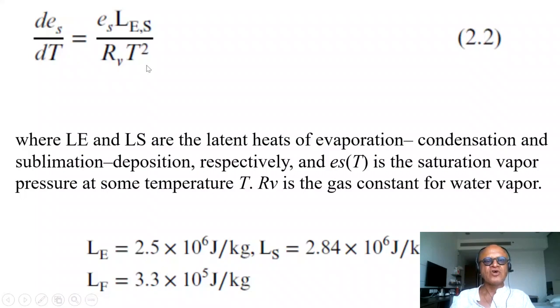So these numbers of the exchanges for evaporation, condensation, and sublimation, deposition are here 2.5 times 10 to the 6 joules per kilogram and 2.84 times 10 to the 6 joules per kilogram. And the latent heat of freezing, or going from water to ice, is 3.3 times 10 to the 5 joules per kilogram.